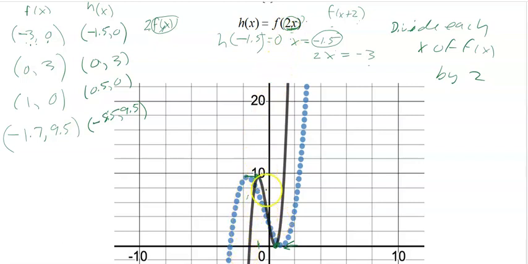You could get this compression in black first, and then change all the signs of the x-coordinates, and you would see it was compressed and reflected. But the trick here is that this 2x did not stretch it out. You would think it does. It actually shrinks it. So here is my new graph in black compared to my original, if I change my f of x to an f of 2x.